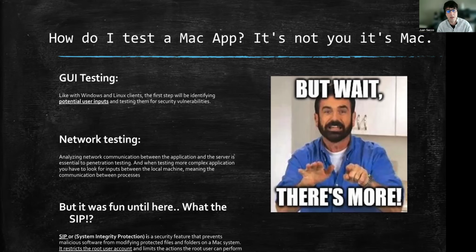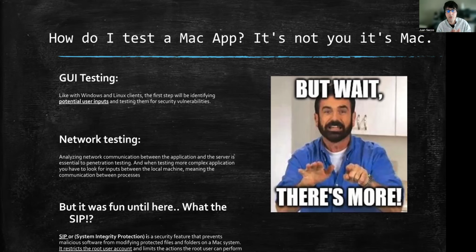But on top of it, you have SIP. SIP has been implemented since 2012 on Mac, and it's a security feature that prevents malicious software from modifying protected files and folders on Mac systems. It does restrict the root user. That's why SIP sometimes is called a rootless system, even though you have root.